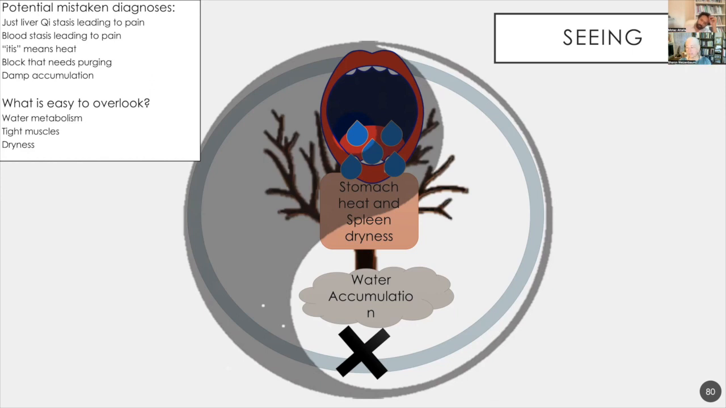So it's easy to overlook the water metabolism, the tight muscles, and the dryness. I think those are things that, with our basic TCM education, we might overlook, like the relationship between this thirst for cold water and the peeing too much. We might not even ask, do you feel generally tight? And that dryness aspect.